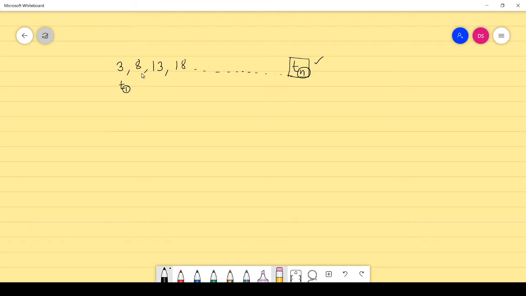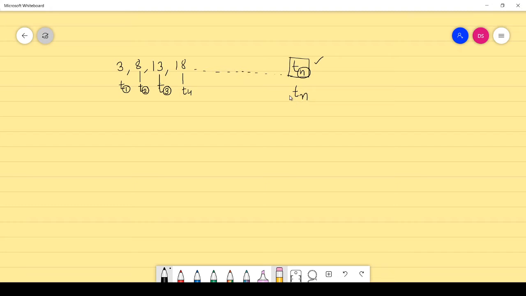This is the first term, and here t2, 8, is the second term. That means we know this is a2, the second term. This 13 is the third term, and we are aware that this is the fourth term. But can we exactly define the value of the nth term?